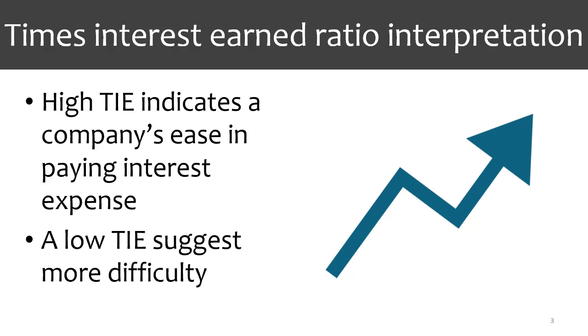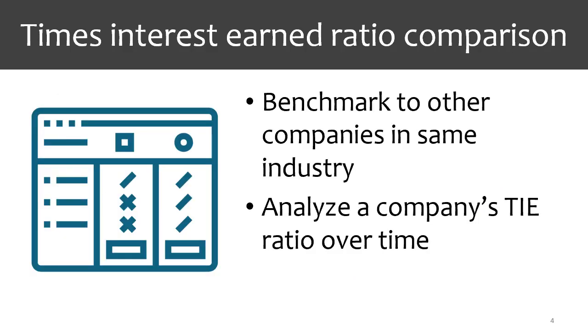A high times interest earned ratio indicates a company's ease in paying interest expense. A low ratio suggests a company will have more difficulty in paying its interest expense. The times interest earned ratio is always more useful when it is used for comparison than by itself.